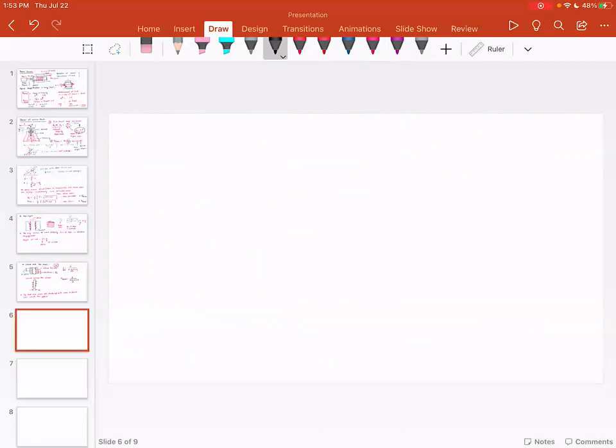Next part is we have to look at the design of the nut collar. Now, how do we look at the design of the nut collar? This nut collar design is based on the tearing failure of the nut.